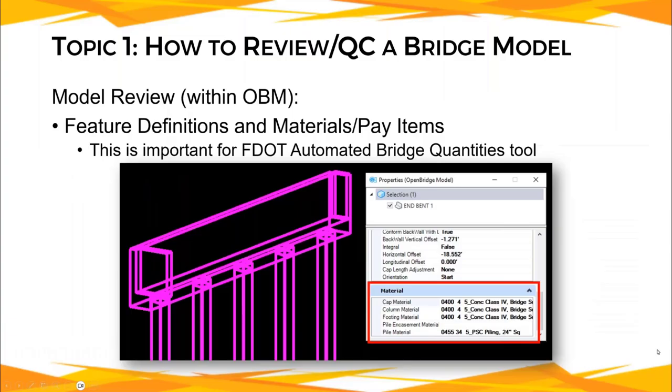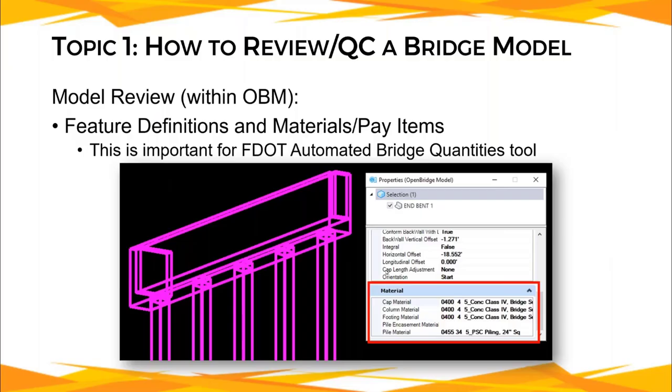So now I'll talk about feature definitions and pay items. Having a material applied to each element is vital to the FDOT automated quantities workflow. If there is no material assigned, no quantity will get generated. So it is very important that when the elements are placed, this material is defined here, because you can see these FDOT materials have the pay item in them, and that is what is used with the lookup table to generate those FDOT quantities.